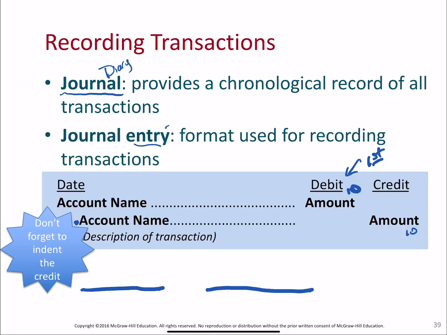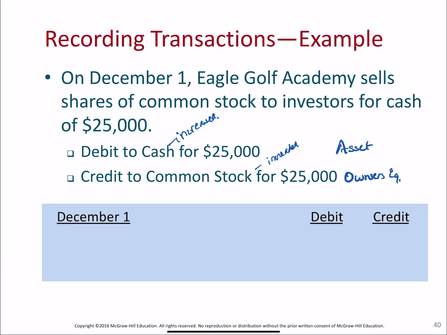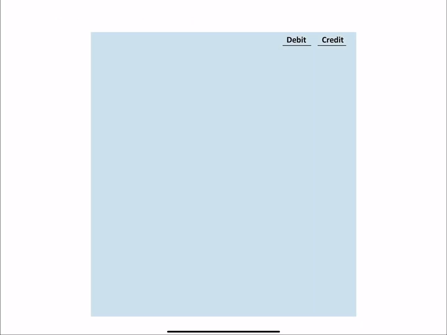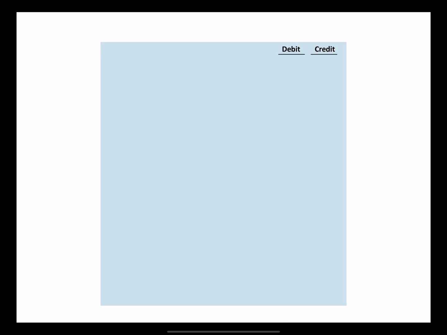So now let me go back to my journal entry. I said cash is an asset, so I know I want to debit it, $25,000, cash. And I know common stock is a piece of owner's equity. Oops, I should indent it, like I just said. And I know to increase it, I need a credit. Quick check-in, my debits equal my credits. So, huzzah, I know my entry's in good shape. Now, there's a bunch of problems we're going to work in class around this to get you super comfortable with it.